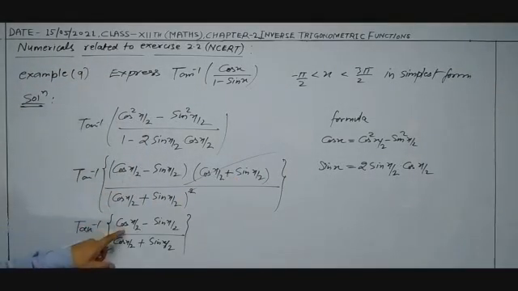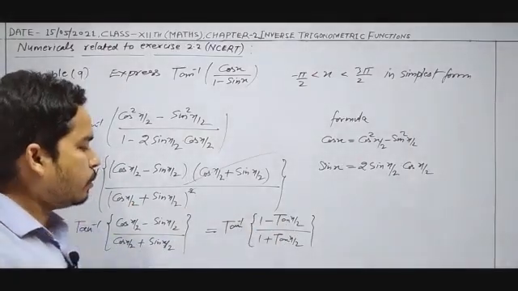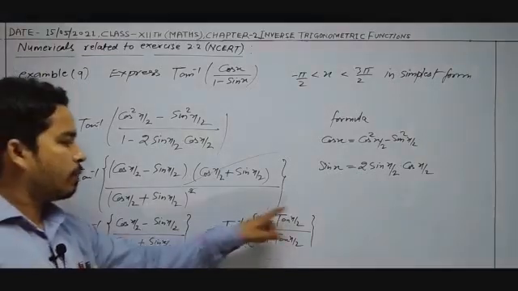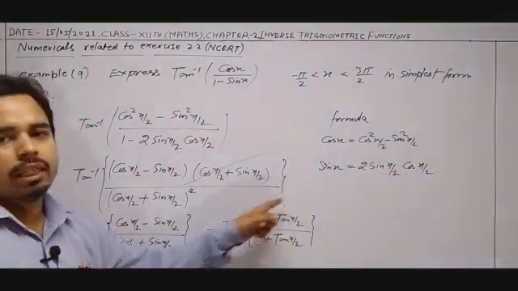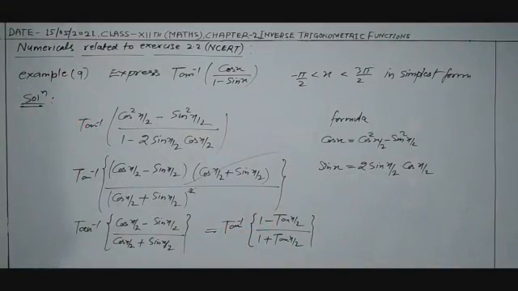So the result will be cos x by 2 minus sin x by 2 whole upon cos x by 2 plus sin x by 2, and when you take common cos x by 2 from numerator and denominator, the common term will cancel out and the result will be 1 minus tan x by 2 whole upon 1 plus tan x by 2, and this is the formula of tan of pi by 4 minus x by 2.